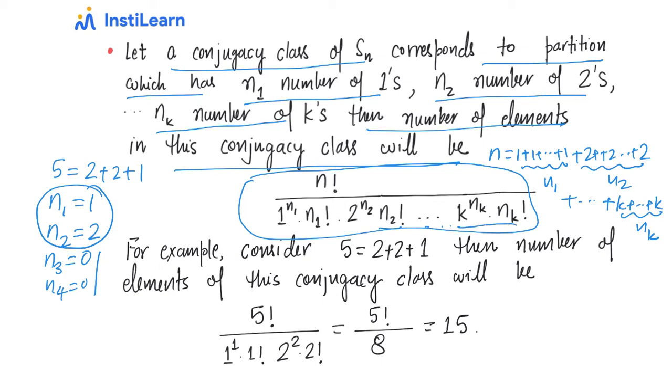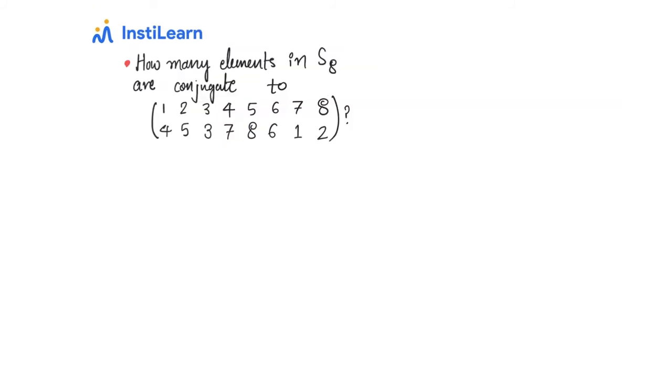Again, let's take the same example. So 5 equal to 2 plus 2 plus 1, n1 is 1 and n2 is 2, so 5 factorial divided by 1 to the power n1, so 1 to the power 1, and n1 factorial is 1 factorial, times 2 to the power 2, because n2 is 2, into 2 factorial. So this denominator is basically 8. So 5 factorial divided by 8, you can see, is 5 into 4 into 3 into 2 into 1 divided by 8. So this is 15. So let's try to solve some problems based on what we discussed just now.